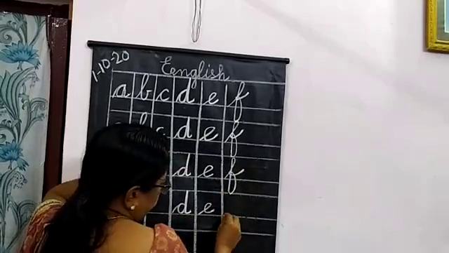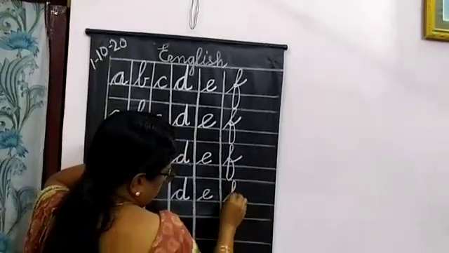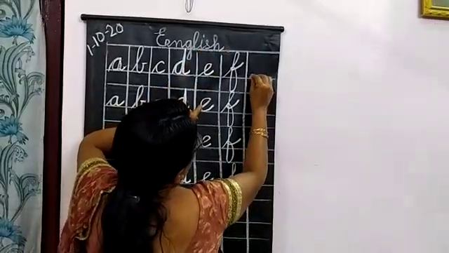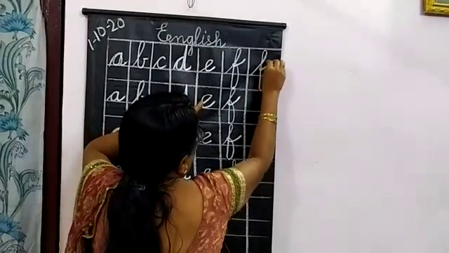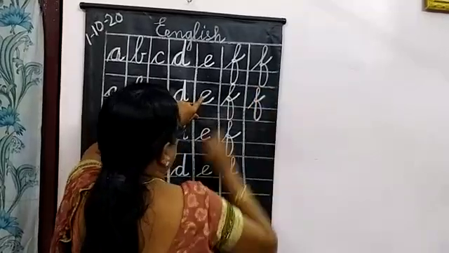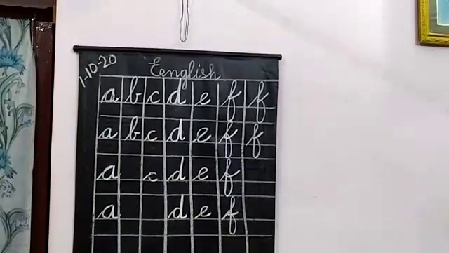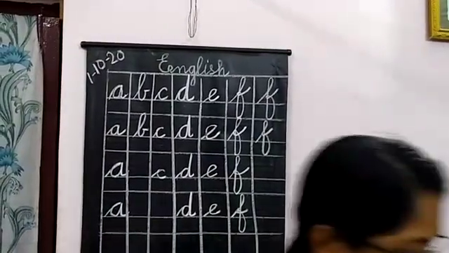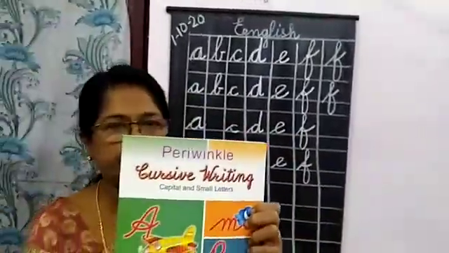Once again, from down, go up. Letter F. Once again, I'll show letter F. From down, go up, come down. Okay. Letter F. Okay, children.